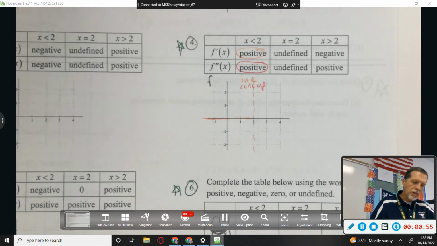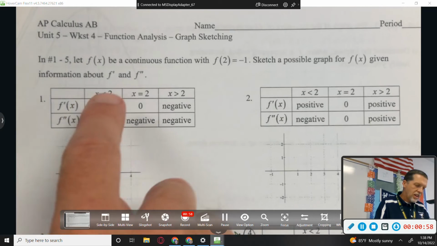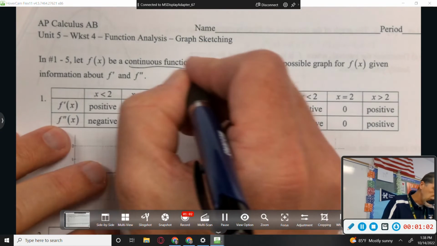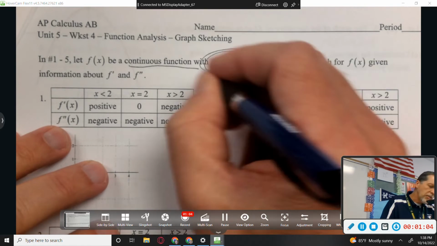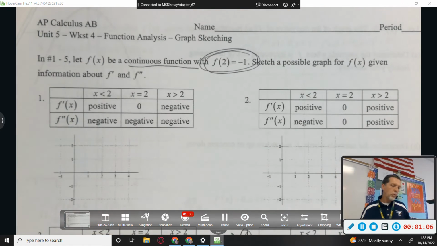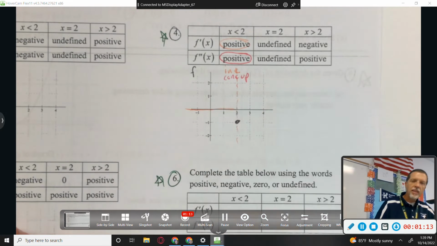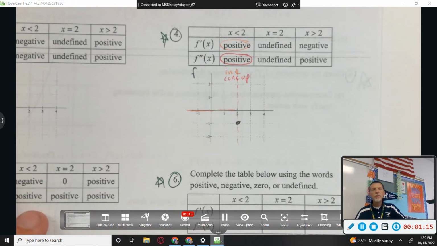Actually, you know what? Should have read the directions to start with here. Let f of x be a continuous function, so no jumping around. F of 2 equals negative 1. So that's a point I can put on all of my graphs. F of 2 equals negative 1. So there we go. Got 1 point on there.